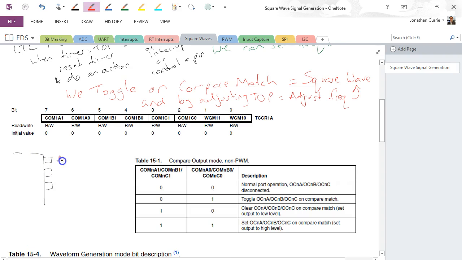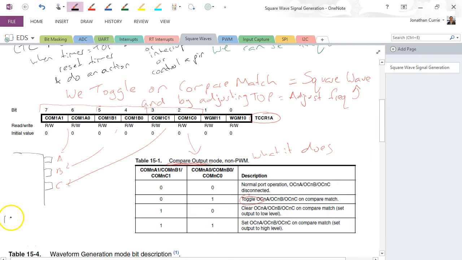We've got A, B, and C, and they represent the TCCR1 A, B, and C registers over here. So each of these pairs of bits represents each of these physical pins, and on each of them we can then choose, when we're in compare output mode, what it does. So for example, we can disconnect it, we can toggle it, clear it, or set it.